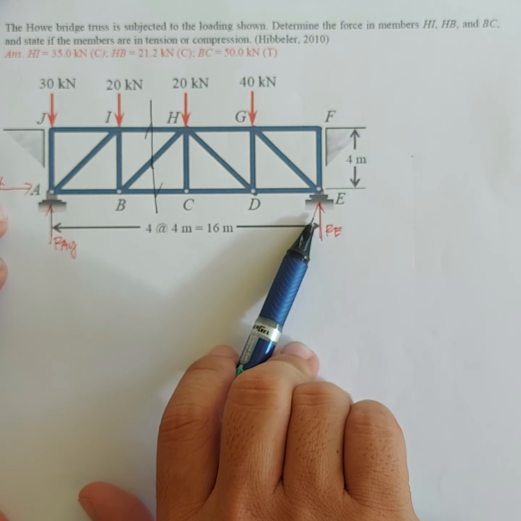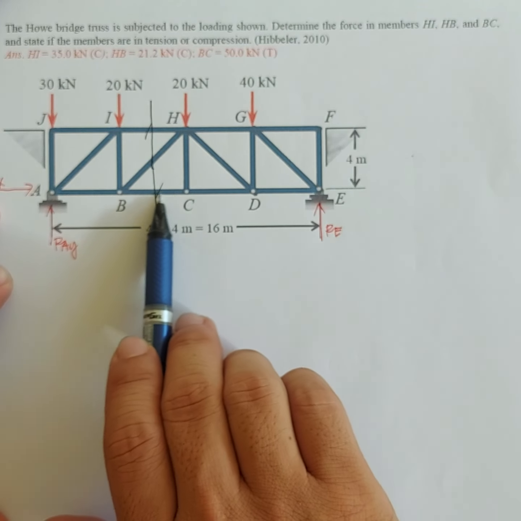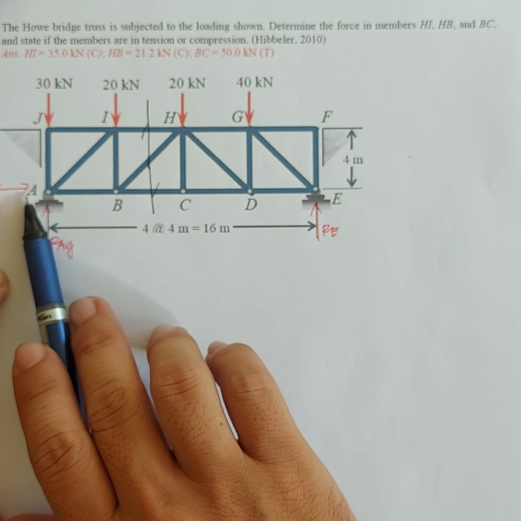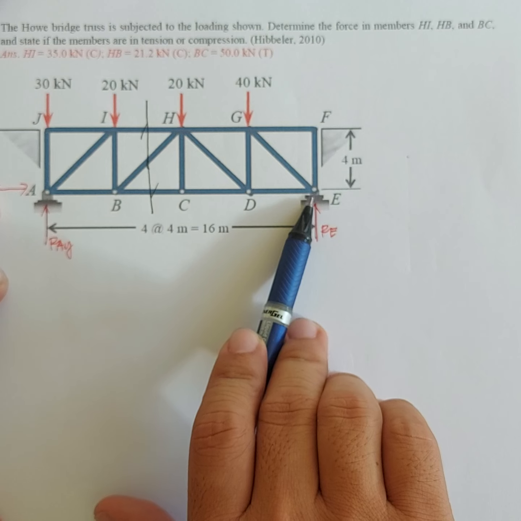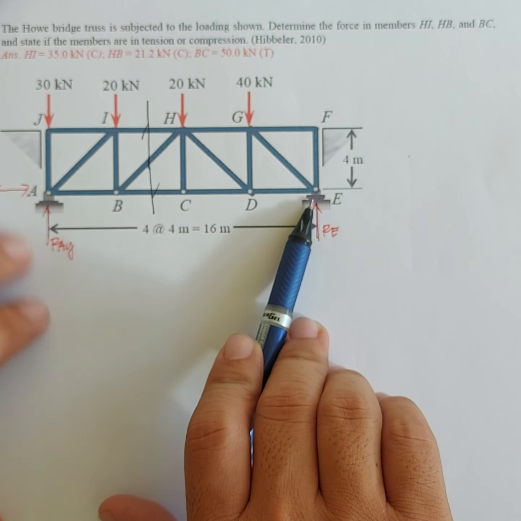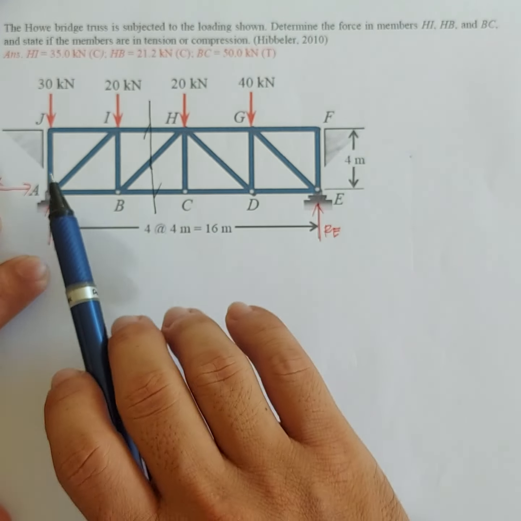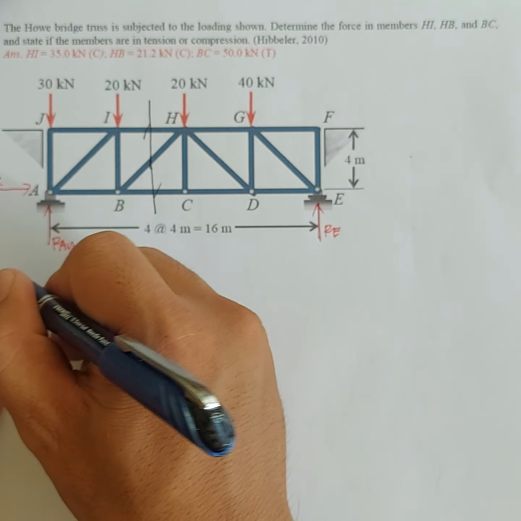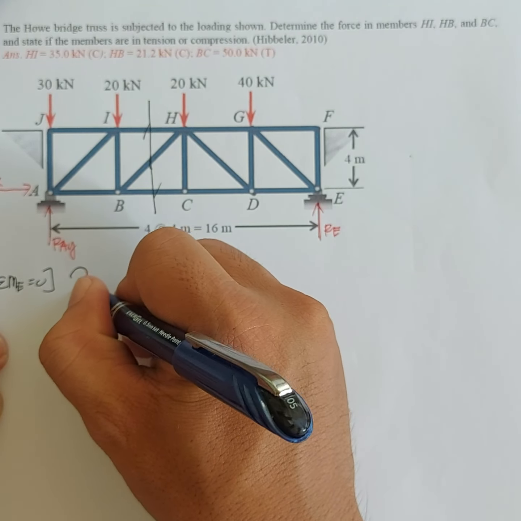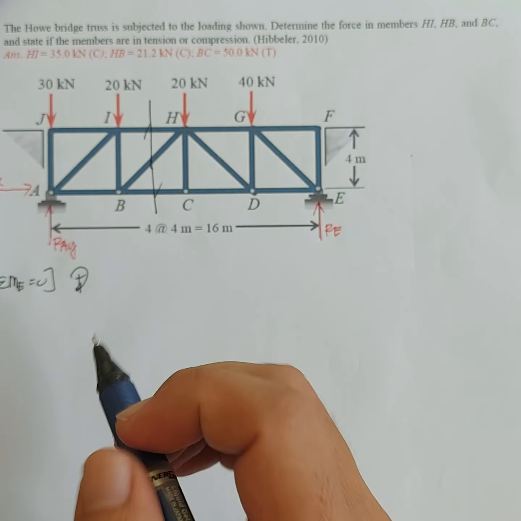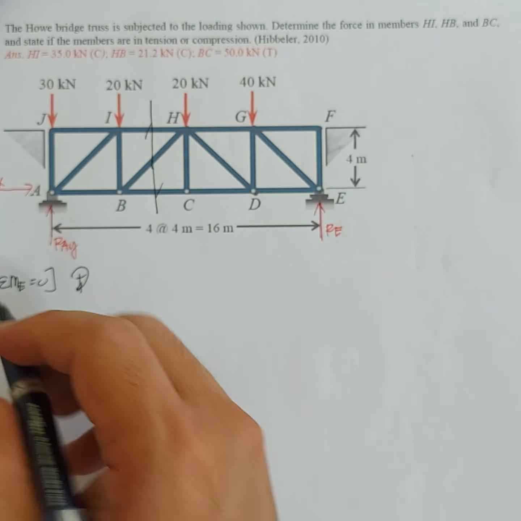Now take note, RAX has no moment at E, because the line of action of RAX passes through point E, so it has no moment arm. Only RAY and the external forces have moment about E. So we summate moments at E and equate that to 0. Clockwise moments positive. RAY is clockwise in its moment about E.